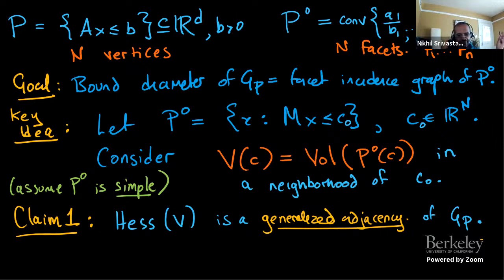Okay, so this makes sense, right? Because P polar has n facets, which is the same as the number of vertices of P. Now, this function is a function of n variables, right? Because for each facet, I can change the slack in that facet. And so the Hessian is an n by n matrix indexed by the facets of P polar. And so this statement at least makes sense. The Hessian of V is a generalized adjacency matrix of GP, which is the facet incidence graph of P polar. I'll prove this in the next slide, but any questions about the statement?